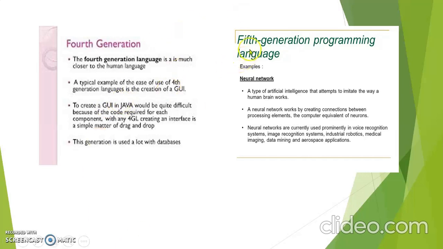Now talk about fifth generation programming language. It's a neural network, a type of artificial intelligence that attempts to imitate the way a human brain works. A neural network works by creating connections between processing elements, the computer equivalent of neurons. Neural networks are currently used prominently in voice recognition systems, image recognition systems, industry, robotics, medical imaging, data mining, and aerospace applications. So when you talk about artificial intelligence, when you talk about robots, then you need fifth generation language.